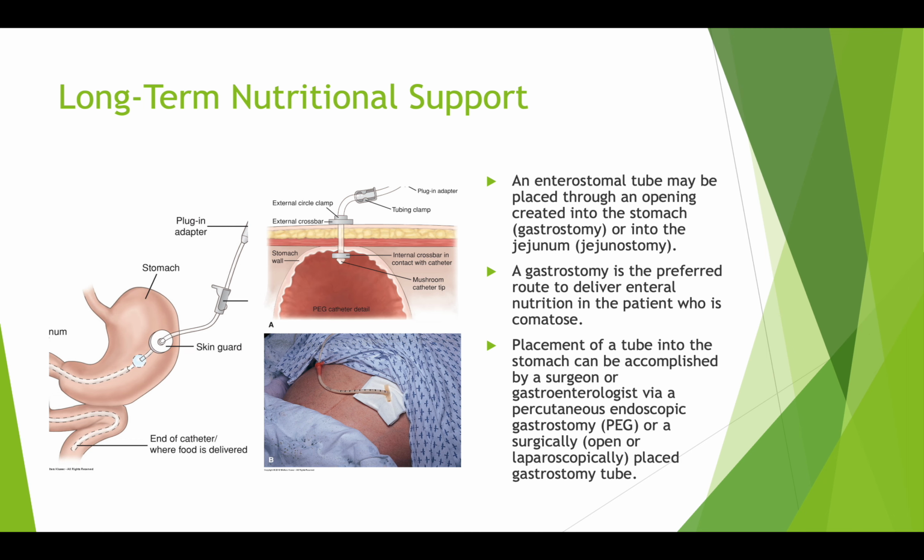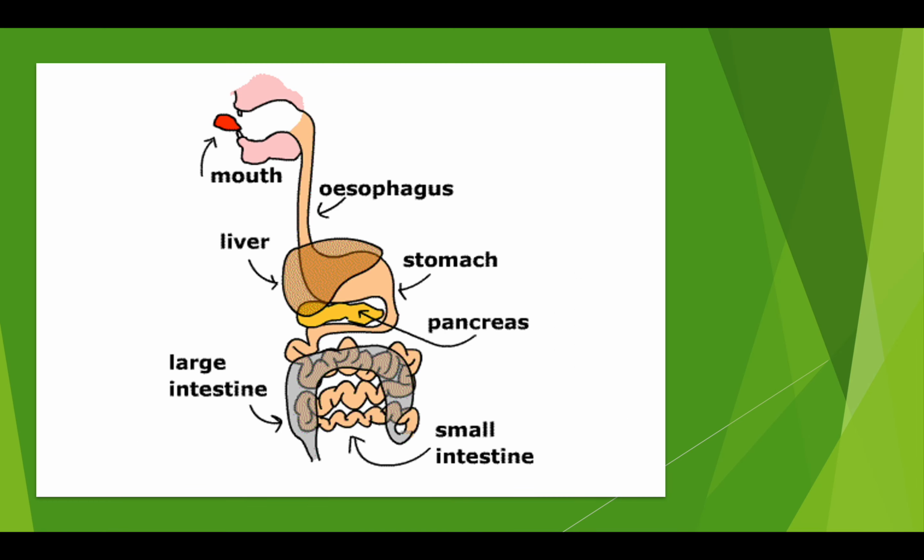An enteral stomal tube may be placed through an opening created in the stomach or into the jejunum. A gastrostomy is the preferred route to deliver enteral nutrition in a patient who is comatose. Placement of the tube into the stomach can be accomplished by a surgeon or a gastroenterologist via a percutaneous endoscopic gastrostomy PEG tube. So they can either do it surgically or with a scope.